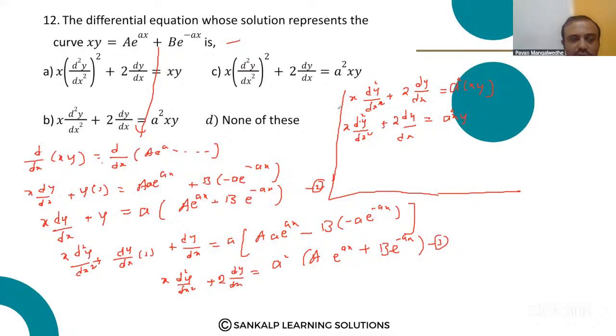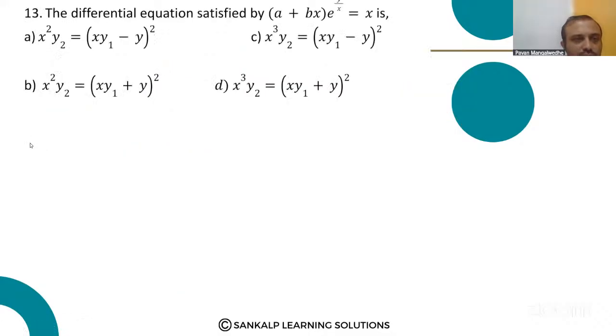So comparing with the given options, option A is not suitable. Option B: if you compare x into d square y by dx square and 2 into dy by dx, it is equals to a square xy. So option B is the correct answer. So we'll go to the next question.